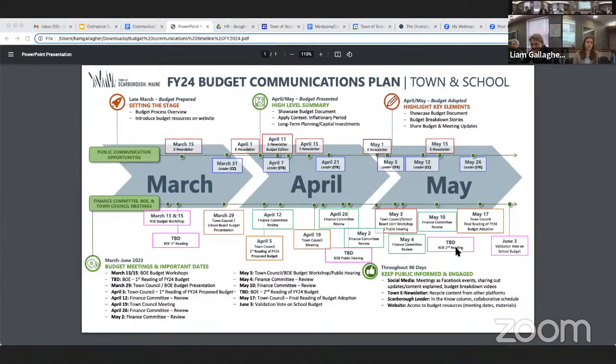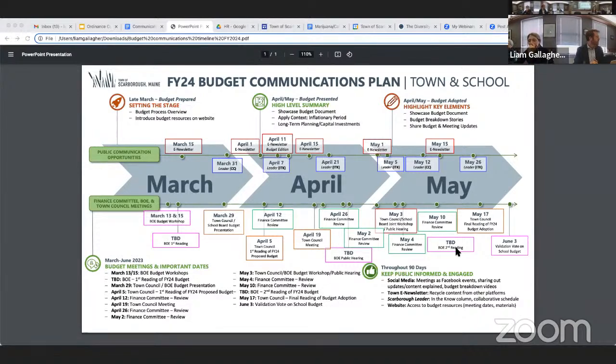I think another comment would be, Joan, is the BOE receptive to doing a joint roundtable or public session? Yes. Okay. So I think those should happen prior to the second reading of the school budget. Because if they're going to collect feedback from the public and have that impact their decisions, then.